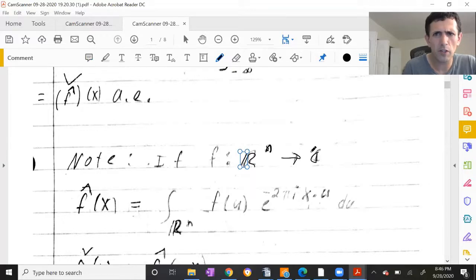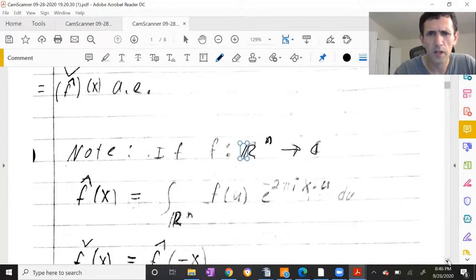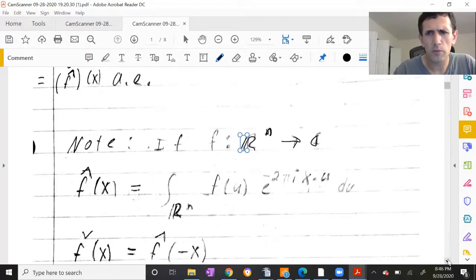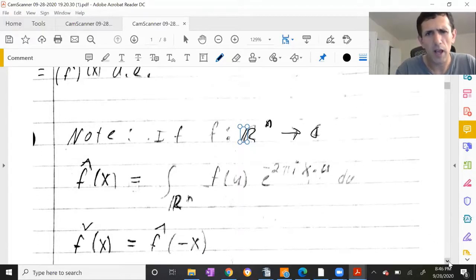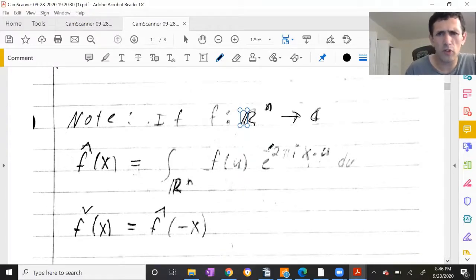Right, so if I have a function defined on Rn, then the Fourier transform is basically the same thing, except instead of x times u, it's x dot u. And remember, this is just the Euclidean dot product, x1 u1 plus dot dot dot plus xn un. And remember, the Fourier transform has a minus here, and without the minus, you get the inverse Fourier transform.